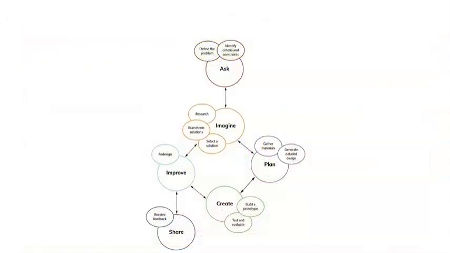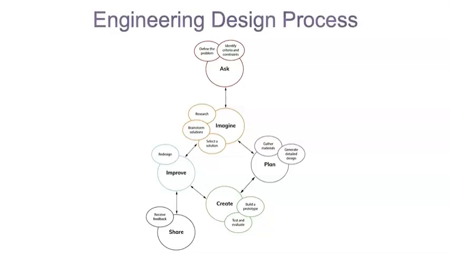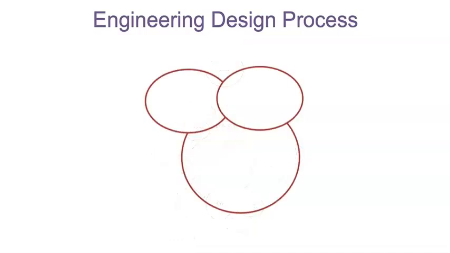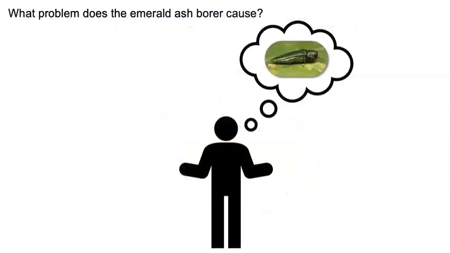Does this diagram look familiar? It's the engineering design process. This process will help us figure out a solution. In the first stage of the process, the ask stage, engineers define the problem. Did we already define the problem we need to solve? I think so. What problem does the emerald ash borer cause?